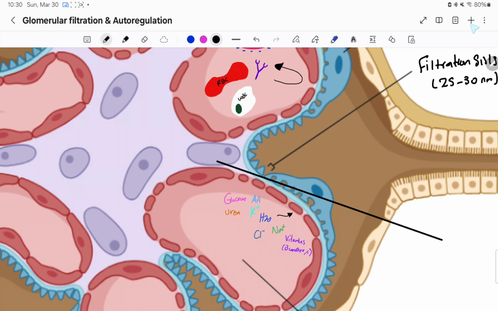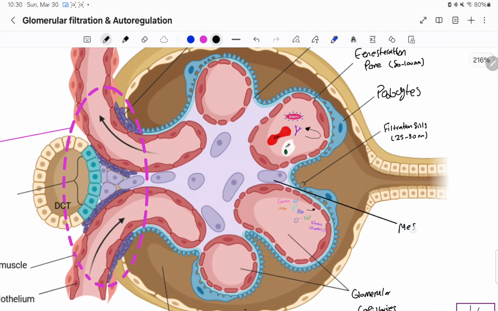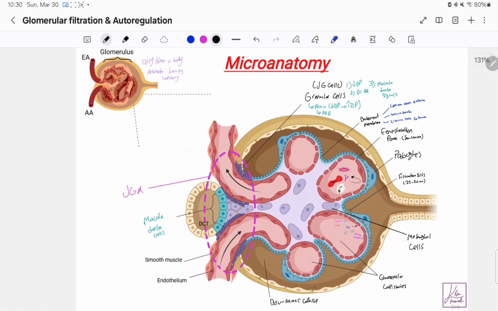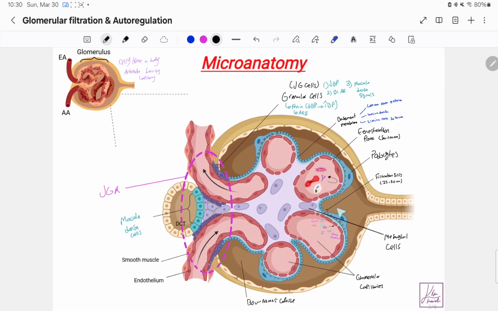Okay? Cool. The last group of cells that I didn't really mention are these purple cells that are just kind of studded around these areas. These are called mesangial cells, and you don't really have to know too much about these. Just know that they're here. I'll mention them once again later, but don't focus on these too much, okay? So this is the microanatomy of the glomerulus. And now that you know this, we can go ahead and talk about the glomerular filtration rate.